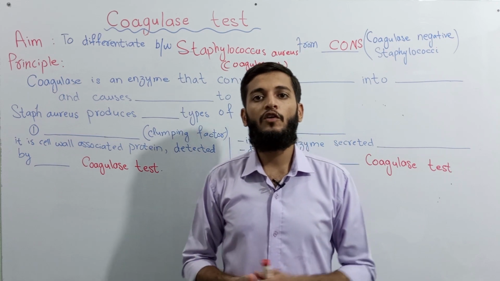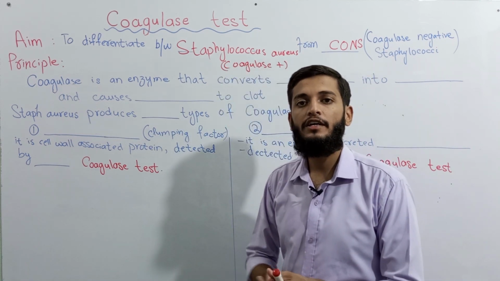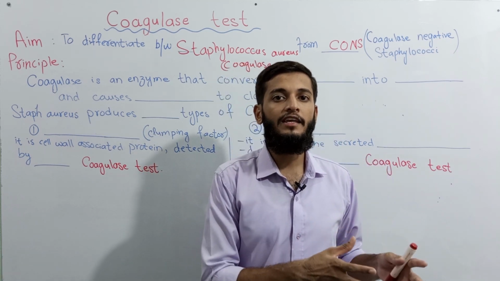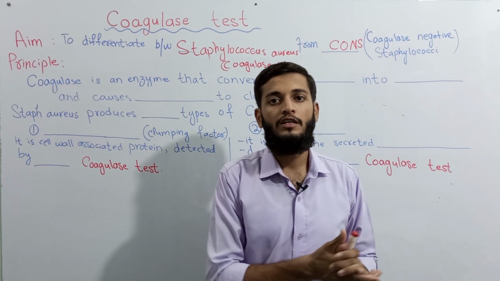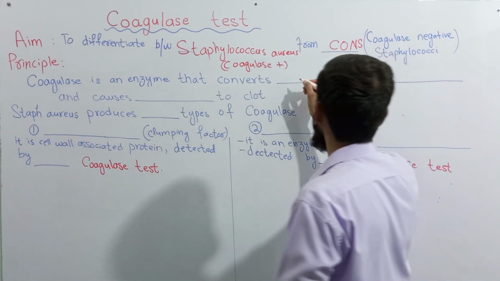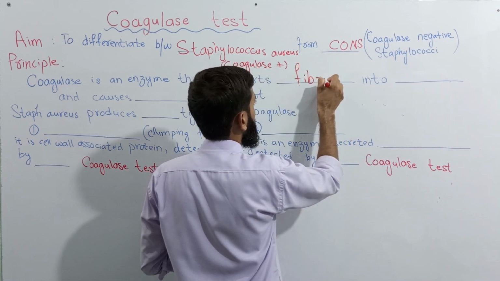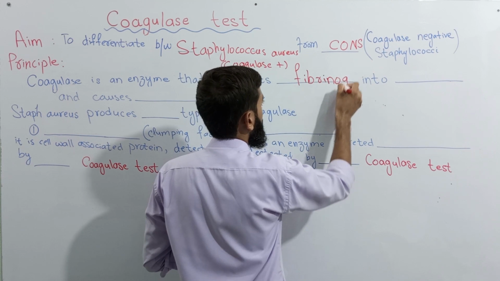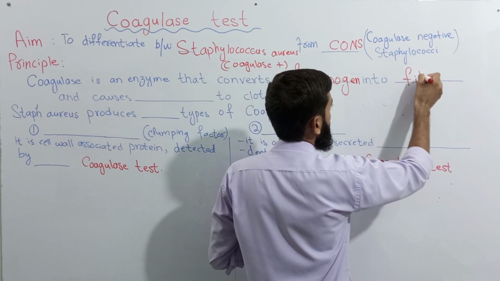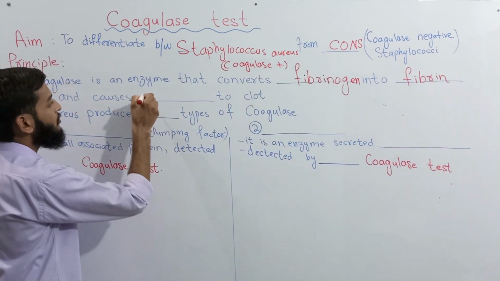Talking about the principle of this test, coagulase is an enzyme that can convert fibrinogen into fibrin, resulting in plasma clotting. So coagulase is an enzyme that converts fibrinogen into fibrin and results in the plasma clotting.